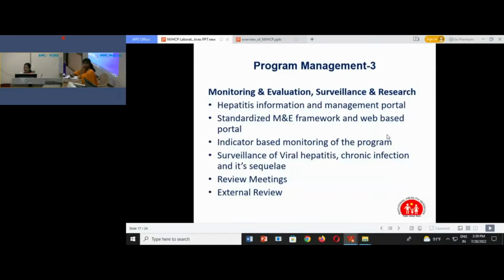Program management 3. Under this program management, monitoring and evaluation plays a very important role, and surveillance and research are also done under this program management 3. So under monitoring and evaluation, the hepatitis information and management portal is established, and a standardized monitoring and evaluation framework and web-based portal is also uploaded.